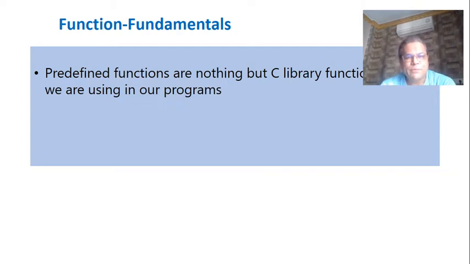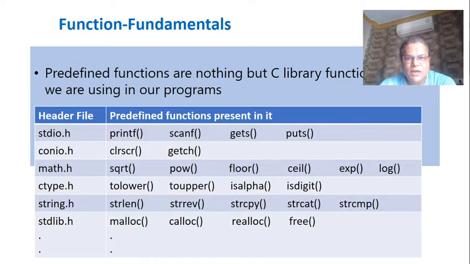So if you remember, up till now in our programs we have used many predefined functions. I will just give you the list to revise many of them. So these are the predefined functions which we have used up till now in our C programs. I have listed the header file and the predefined functions present in that header file. Like we are using header file stdio.h, and it provides us predefined functions like printf, scanf, gets and puts.